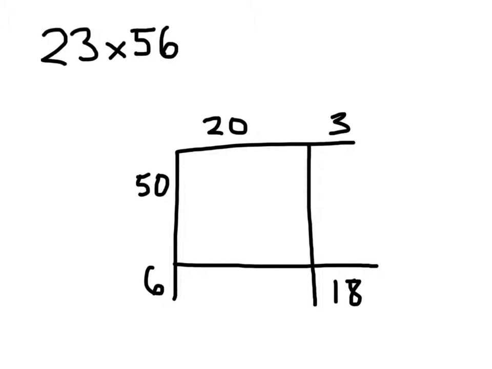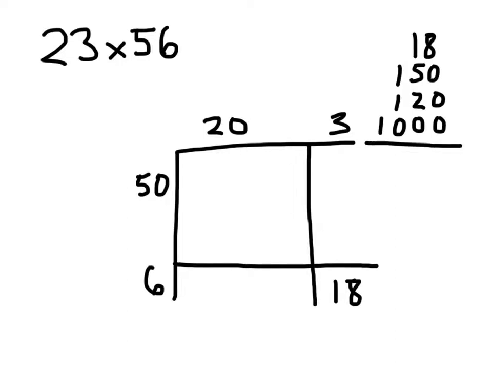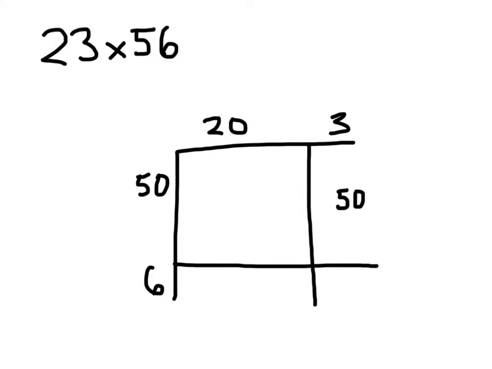The final step is to add all these numbers together. So I have my 18, my 150, my 120, and my 1,000. Adding them all up, I see that the answer is 1,288. And that is how we use the array model to multiply large 2-digit numbers.